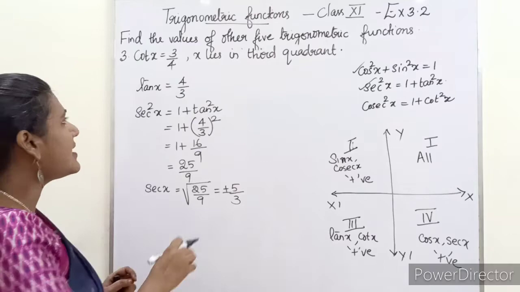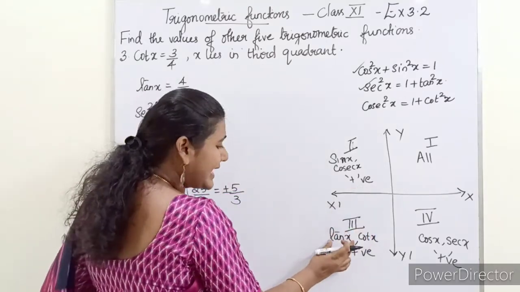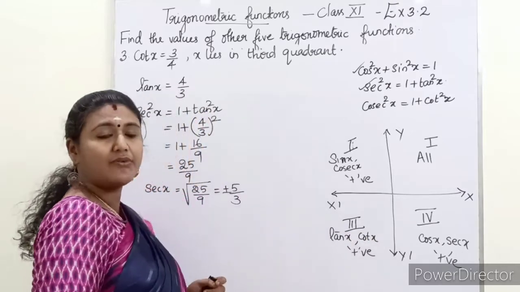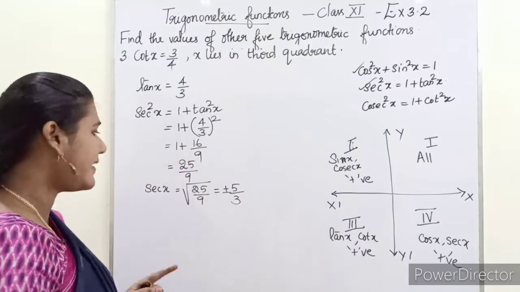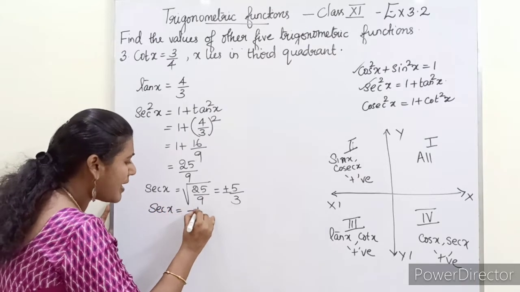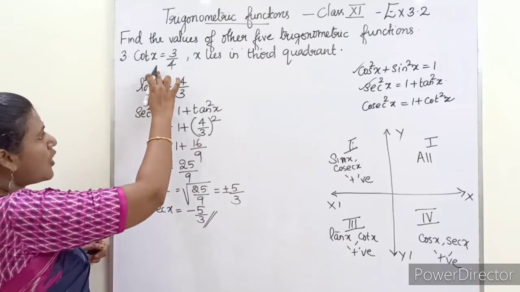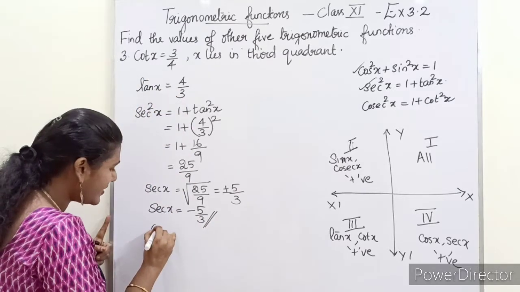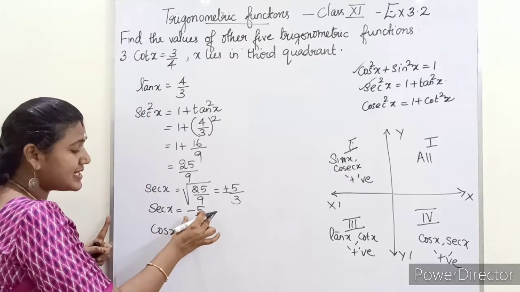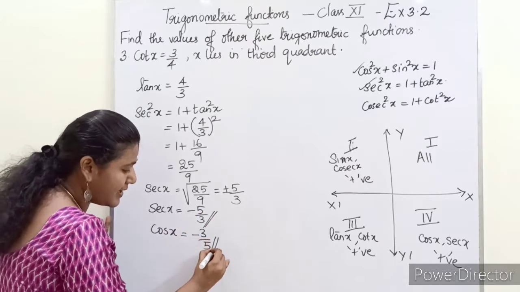Now you see here that x lies in the third quadrant. In the third quadrant, tan and cot are positive, and the other trigonometric functions are negative. So the value of sec x is equal to minus 5 by 3. Now we have got cot, tan and sec. From this we can write cos x. Cos x is the reciprocal of sec x, so the answer is minus 3 by 5.